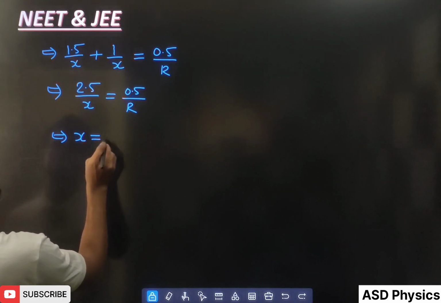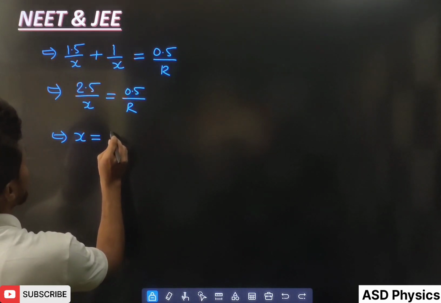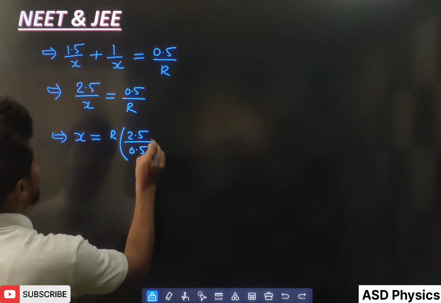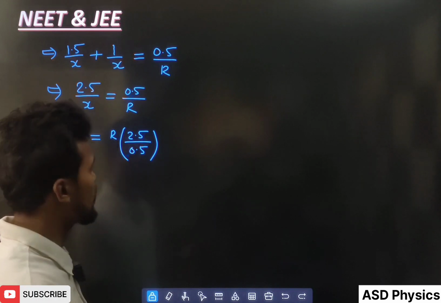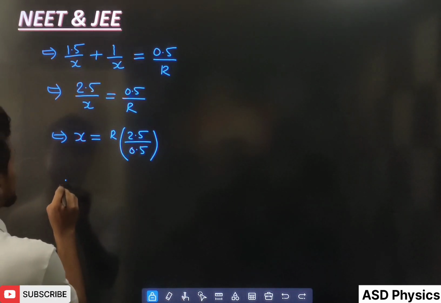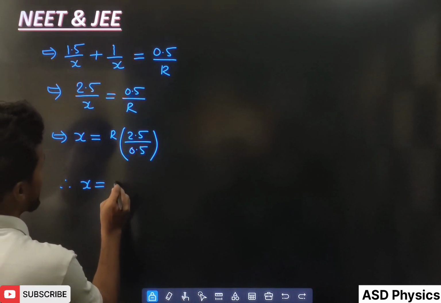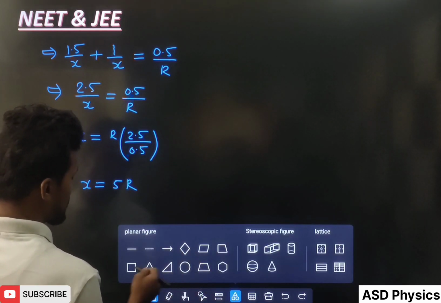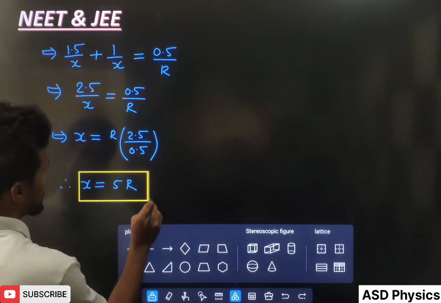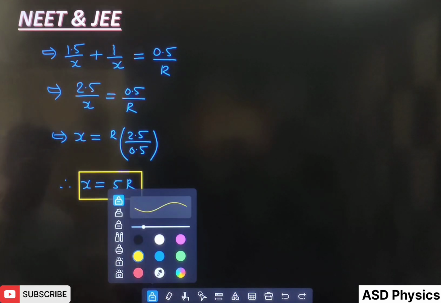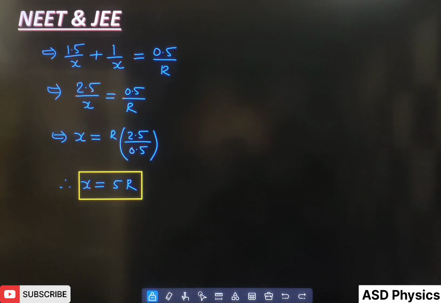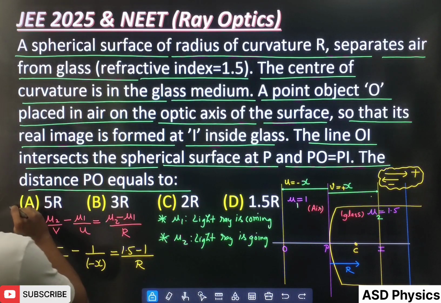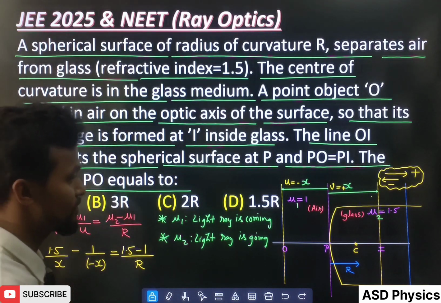And if I write the value of x by cross multiplication, it will become r into 2.5 by 0.5. When you remove the decimal, 25 by 5, how much is that? 5. So we can write x equal to r into 5, or x equal to 5r. So this is the final answer: x equal to 5r. Kindly see the steps, very easy. So the correct answer is option A, 5r.